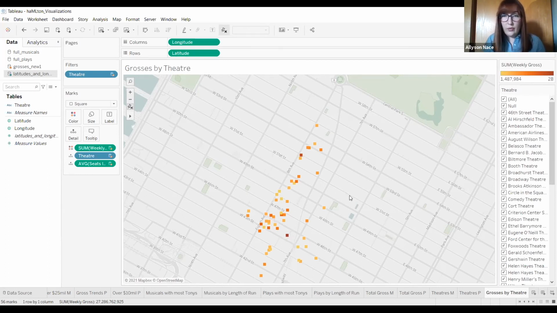So it is important that shows like Wicked and The Lion King continue to gross high because of the high production costs as well. So that's definitely another layer that I could look into. Cool.